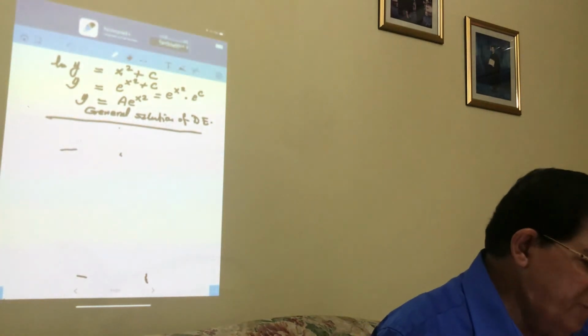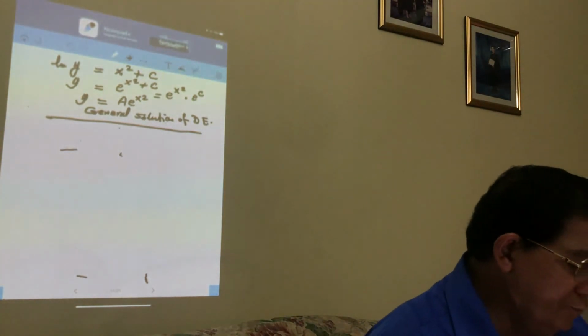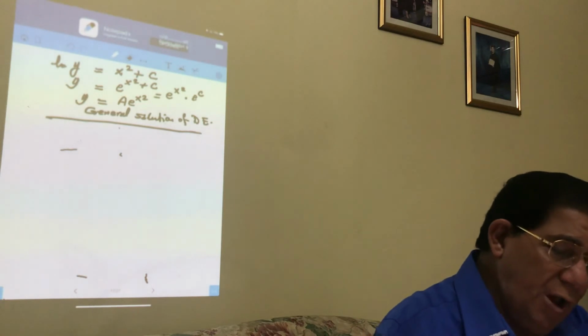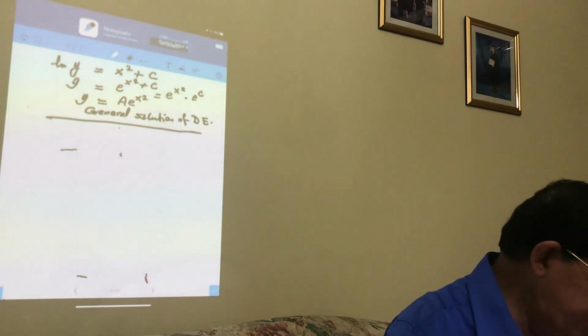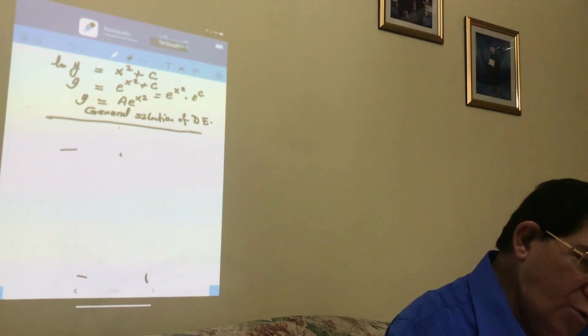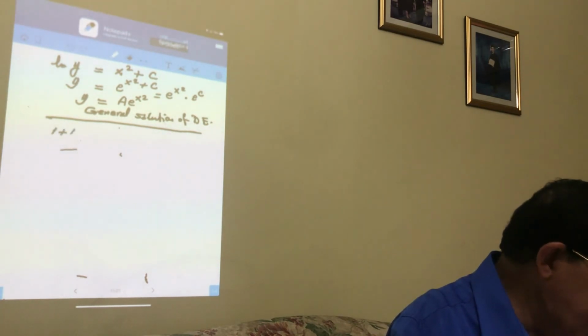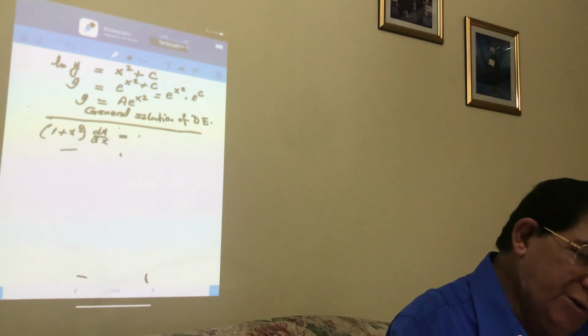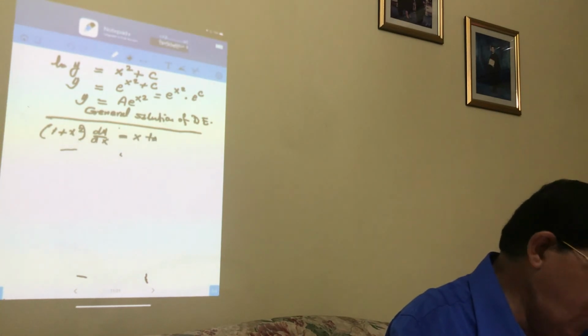Now let us have another example. Given that (1 plus x squared) dy by dx equals x tan y.